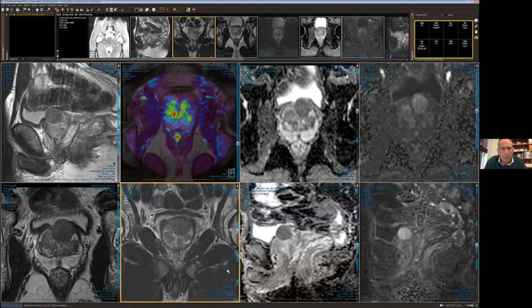Now we should move on to the next case. Richard, if you're happy, you've got case 2 up there. So this is a 61-year-old gentleman, PSA of 5.0.